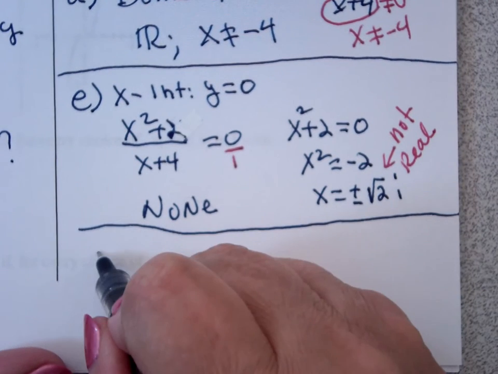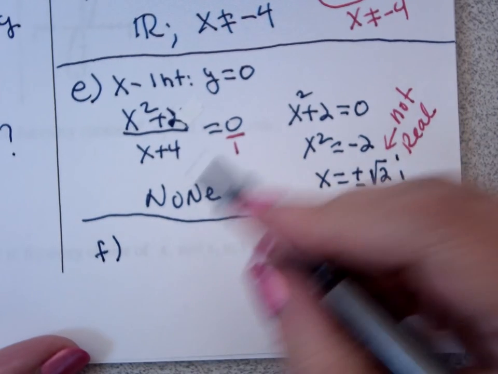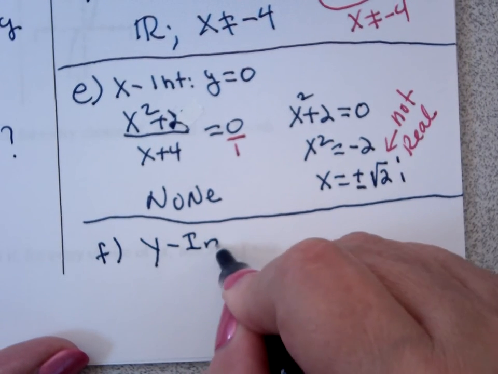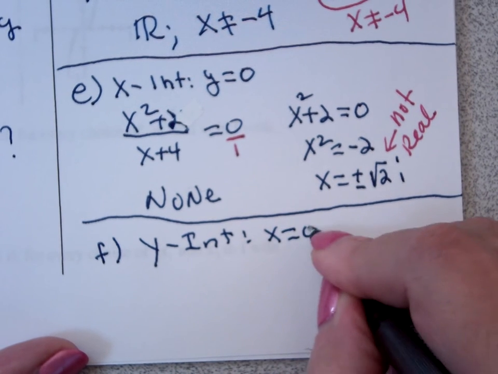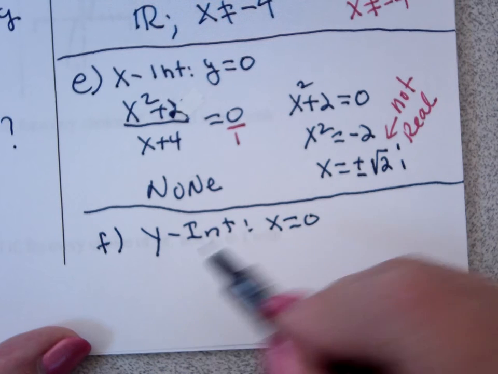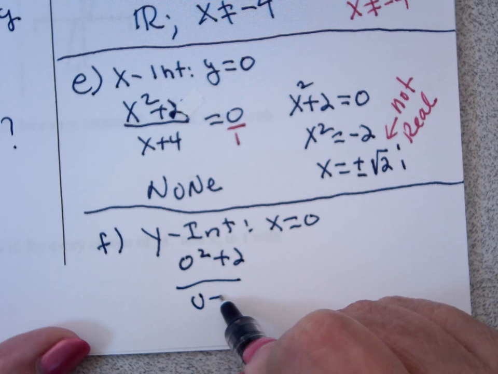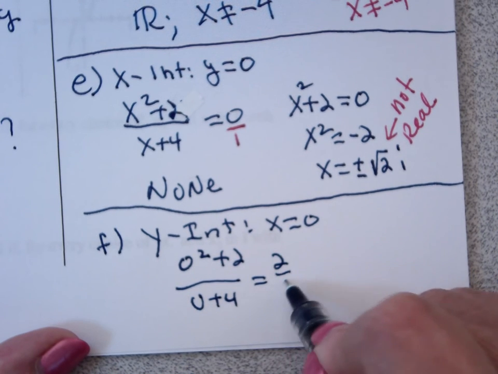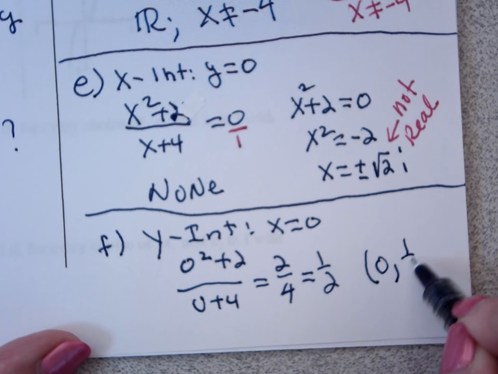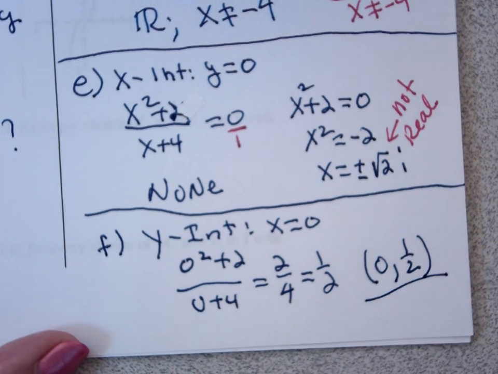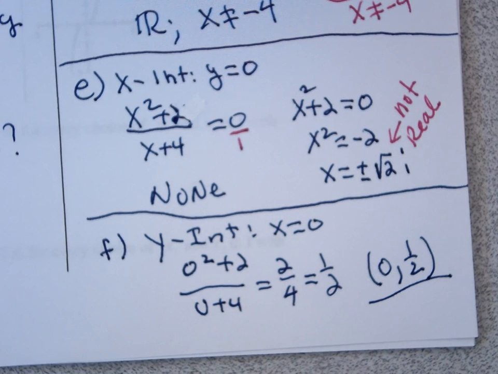And then, last but not least, y-intercept, my favorite. That's where x equals 0. And that is 0 squared plus 2 over 0 plus 4, which is 2 over 4, which is 1/2, or it's x equals 0, y equals 1/2. And we knew that because we've already calculated that before, but it doesn't hurt to calculate it again.